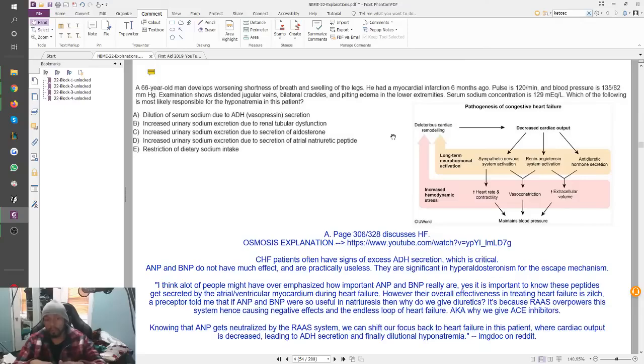Knowing that ANP gets neutralized by the RAS system, we can shift our focus back to heart failure in this patient, where cardiac output is decreased, leading to ADH secretion and finally dilutional hyponatremia. So this was actually a really awesome question, right? I got it wrong. There was something I didn't know very well.